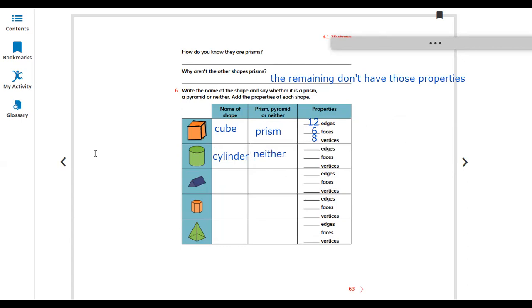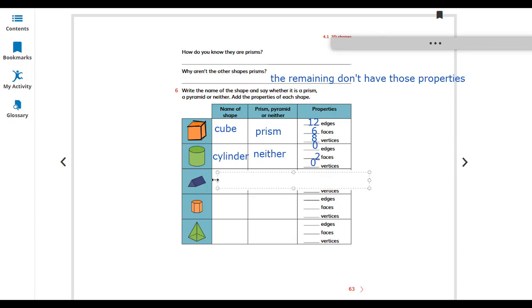Okay, edge. There we don't see any edge. It's zero because it's a curved surface. So zero edge. And what about faces? There is one up and one down. There are two faces. And vertex, no corner, zero corner. It has two faces and one curved surface. And vertex zero.